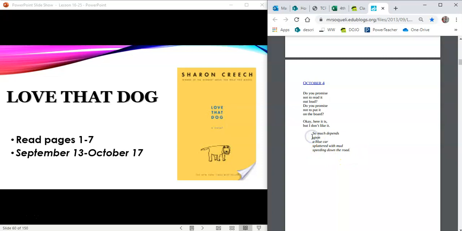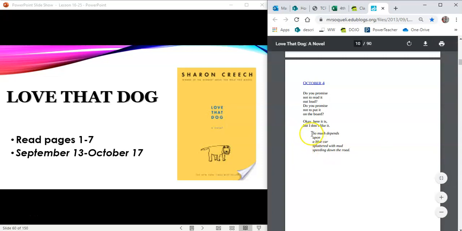So what can we infer about the blue car? Remember, the red wheelbarrow speaker said so much depends upon a red wheelbarrow glazed with rain beside the white chickens. So what can we say? That something happened, right? There was a blue car and so much is depending on the blue car. I know that the speaker, Mr. Williams, for the red wheelbarrow, he really needed that red wheelbarrow to make anything move, maybe to carry things. So Jack is depending so much on a blue car.